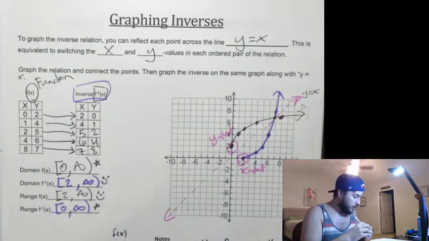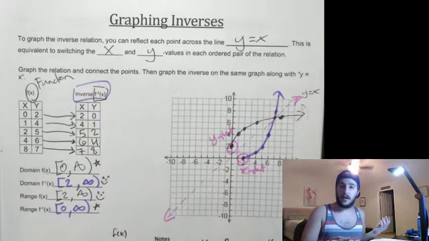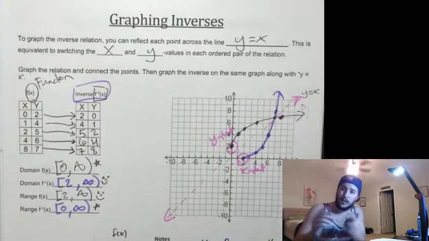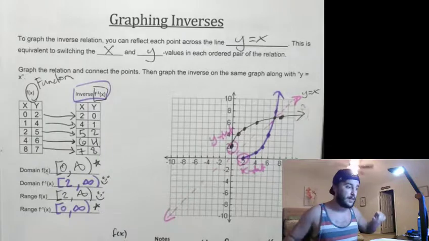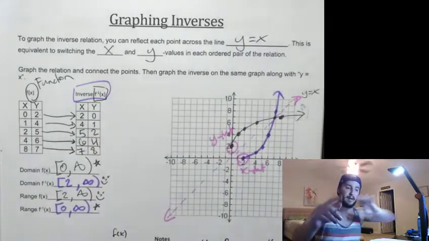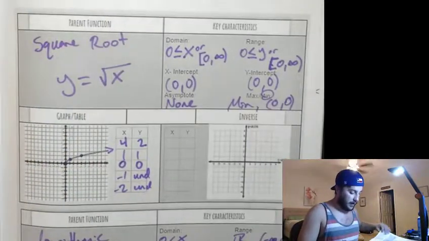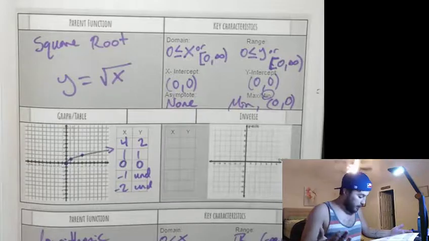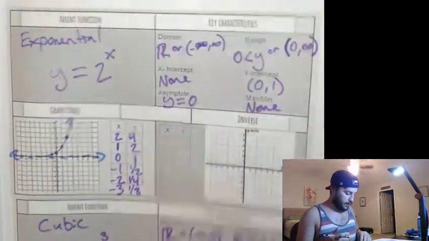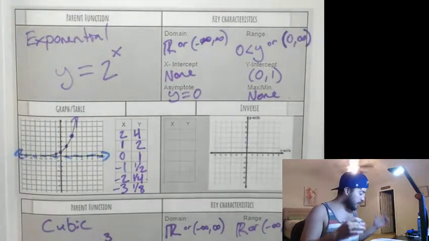Okay, so from here, what I wanted to do is point out something about these parent functions. Some of the inverses of these parent functions actually turn into other parent functions. I want to point out one example, and then give you an opportunity to look for some of your own. I'm going to flip over to our page with our exponential, cubic, quadratic, and linear.